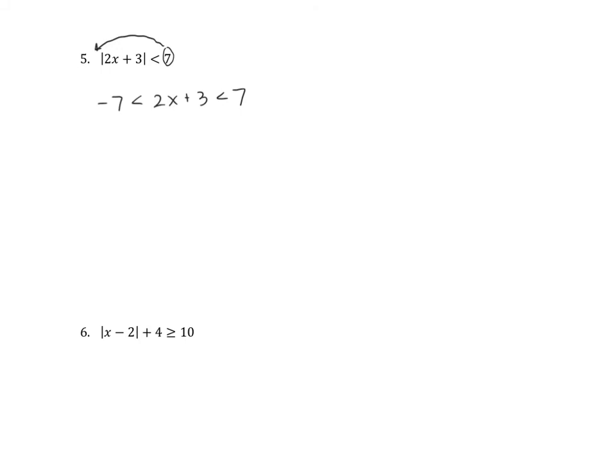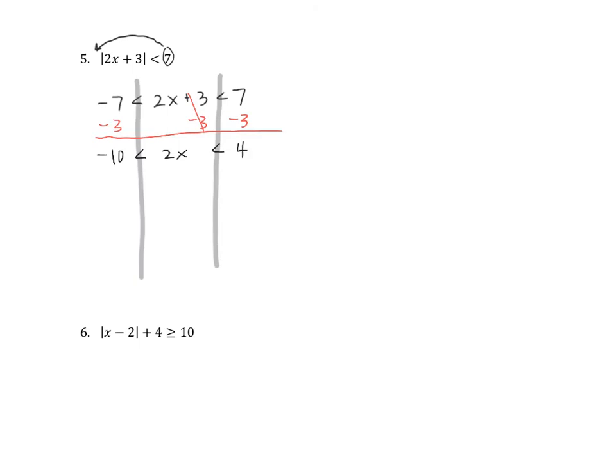And now we're just going to solve the 3-part inequality. Remember, if it helps you to draw the lines to remember to do the 3 parts, that's fine. We want to get the x by itself. We're going to have to subtract 3 from all 3 pieces. This is going to give us negative 10 is less than 2x is less than 4. And then the last step here to get the x by itself is divide by 2.